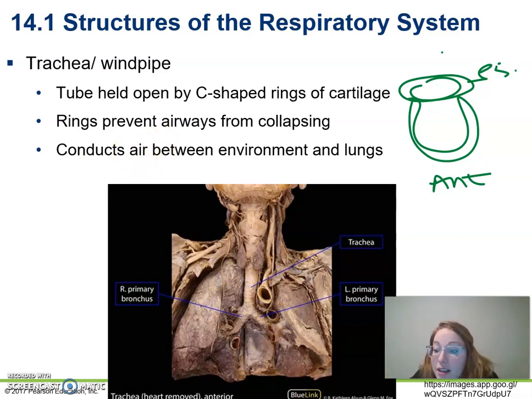So this is lined with the same type of mucous membrane as the nasal cavity. We have cilia here. It's also damaged by smoke. So instead of going back, this is going to be pushing the cilia up so that the mucus will go through the glottis and be swallowed.